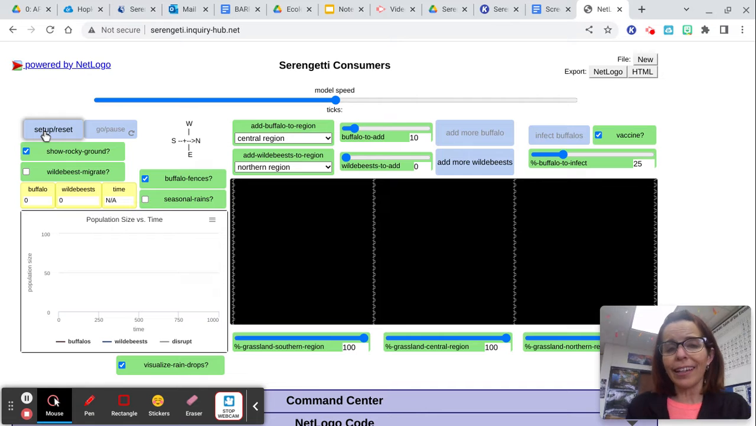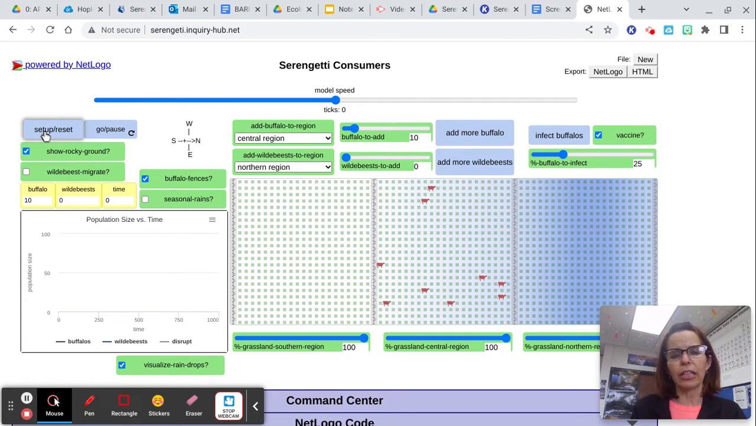So first of all, I'm just going to hit Setup Reset so you can get a sense of what it looks like. So there are 3 areas in our simulation. They represent the southern region of the Serengeti, the central region of the Serengeti, and the northern grasslands. They're all grasslands of the Serengeti.